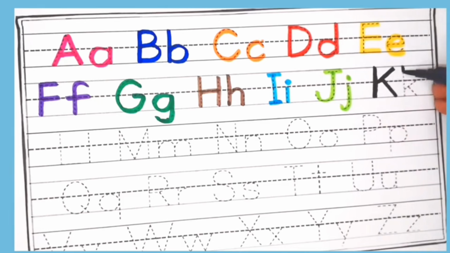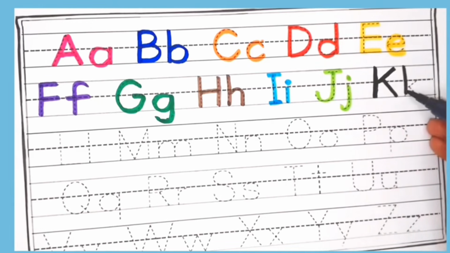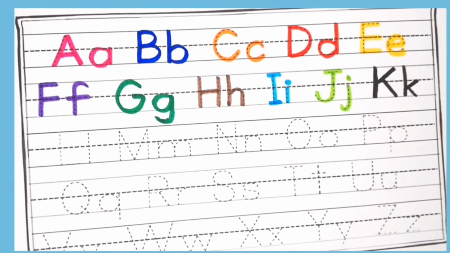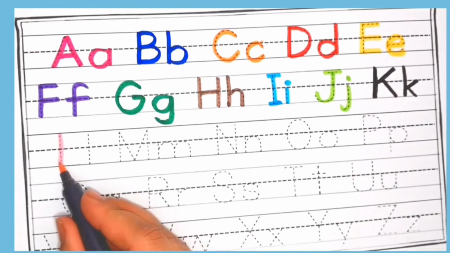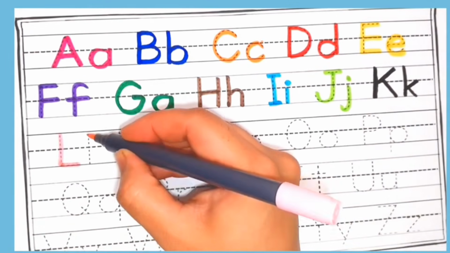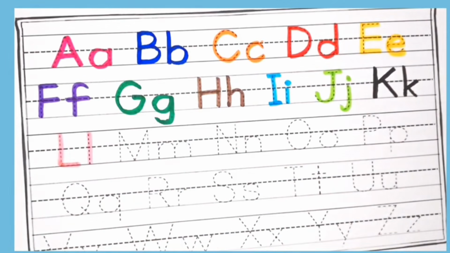Capital K, small K for kangaroo. Capital L, small L for lion.